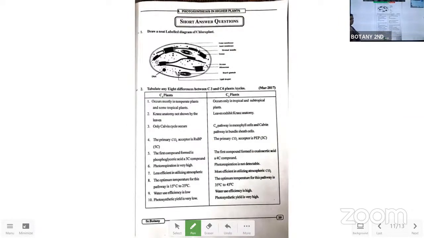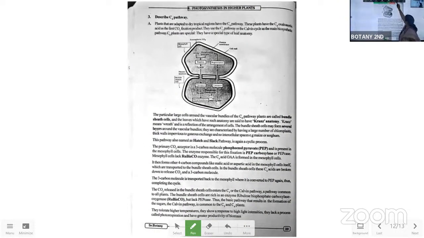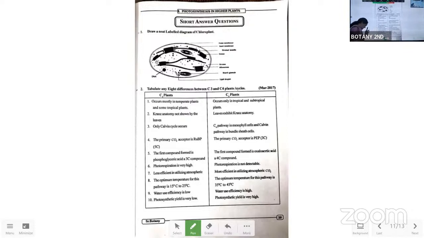And the next chapter is photosynthesis. In photosynthesis, we will have three questions, the most important ones for the supply exams. The first is the structure of the chloroplast, where they will ask: draw a neat labeled diagram of the chloroplast. The next question is the differences between C3 and C4 plants, otherwise C3 and C4 cycles. The next is describe the C4 pathway. And the last question is photorespiration. So we can expect these three questions: the diagram of the chloroplast, the C3 and C4 differences, or photorespiration.